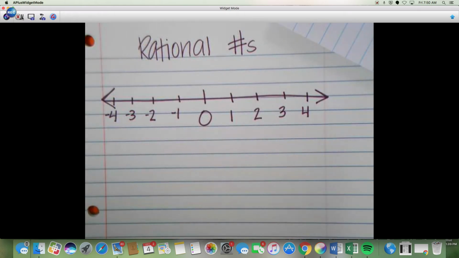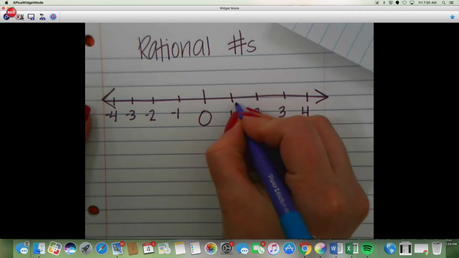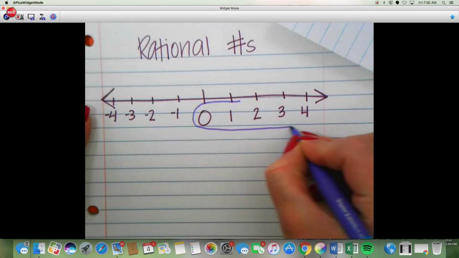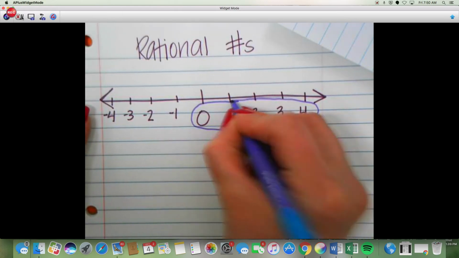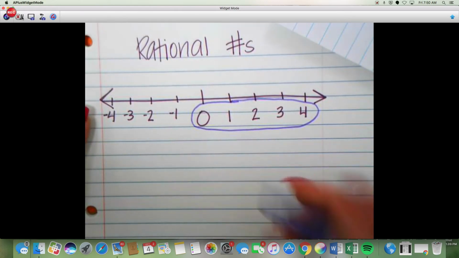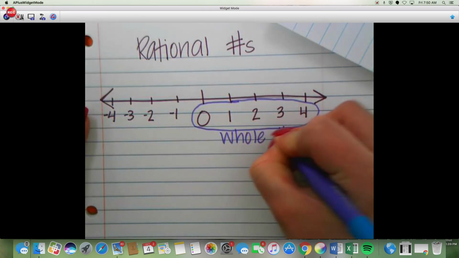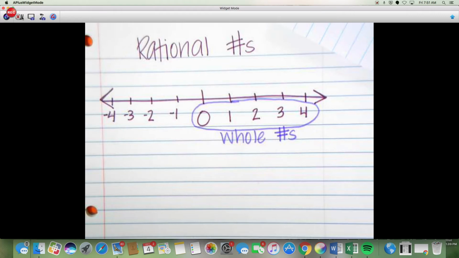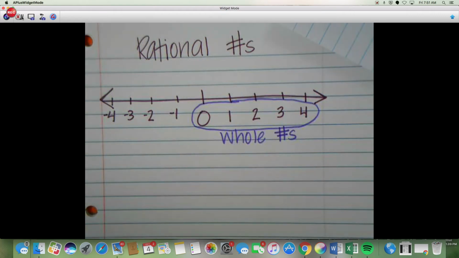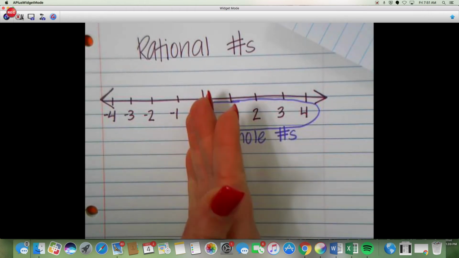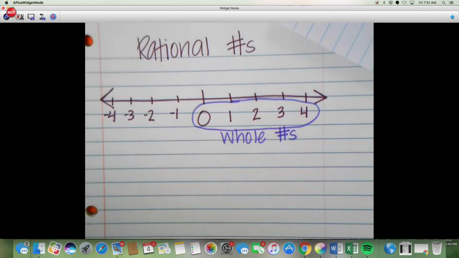So this time we're looking at a number line. I want you to circle your whole numbers. So all the way from 0 to +4, or if you went to 5, that's fine. And label those whole numbers. Okay, so your whole numbers are all positive numbers. Everything from 0 up on a number line. Okay, those are your whole numbers.